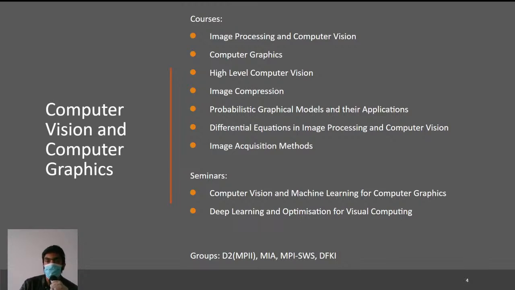And there are also interesting seminars, which are computer vision and machine learning for computer graphics, and deep learning and optimization for visual computing. So these are the courses which are offered towards the vision and graphics department, which are very interesting. And the groups which focus more towards this field are D2 in MPI informatics, MIA, MPI SWS, as well as DFKI.